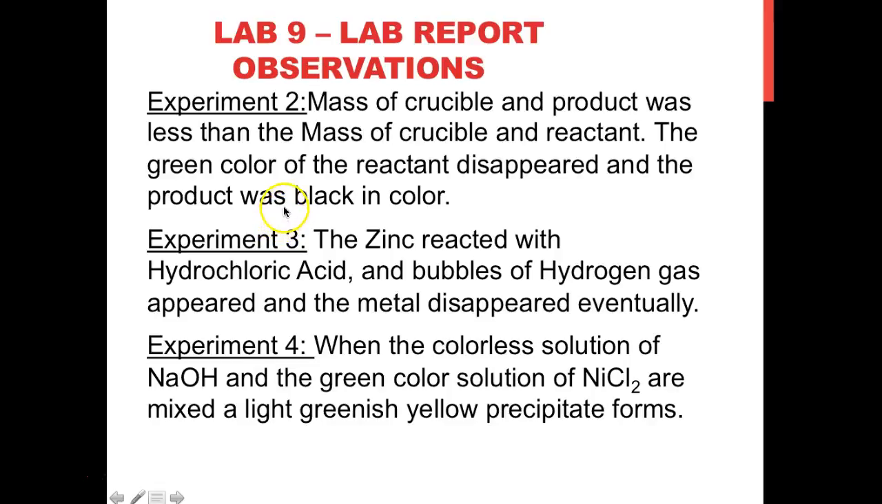Experiment 2, mass of crucible and product was less than mass of crucible and reactant, and the green color of that reactant, the hydrate, disappeared and the product was black in color. Experiment 3, the zinc reacted with the hydrochloric acid because it started disappearing, and then I saw bubbles of the gas, the hydrogen gas, appearing. And then experiment 4, the sodium hydroxide was colorless, the nickel 2 chloride solution had a green color, and then a mixed light greenish yellow precipitate started forming when the two solutions were mixed up.